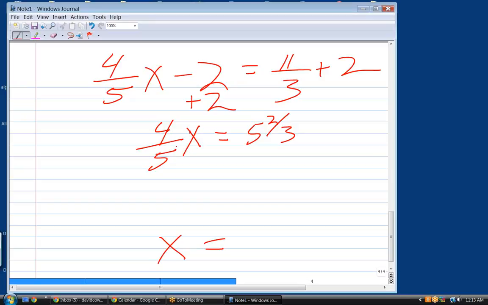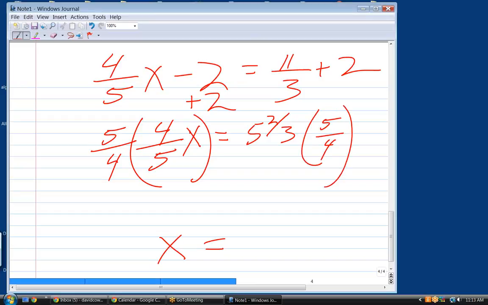So 2 steps would work, but 1 step is always better, and it's by multiplying by the reciprocal. Notice that if I multiply the left side of the equation by 5/4, the 5's are going to cancel, the 4's are going to cancel, and I'm going to be left with x. So I got to multiply the right side by 5/4 also.